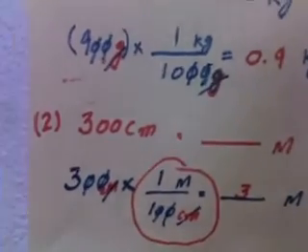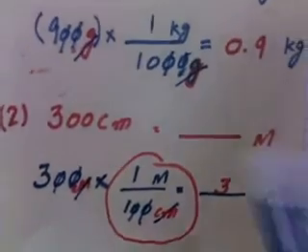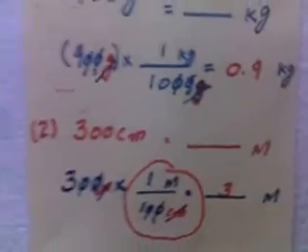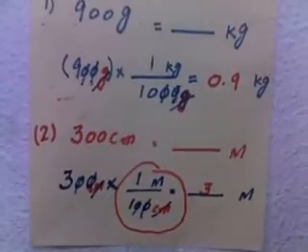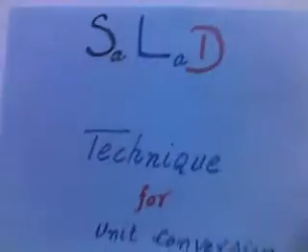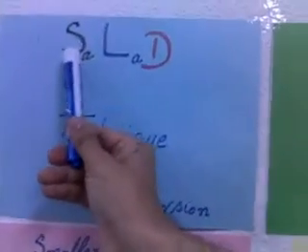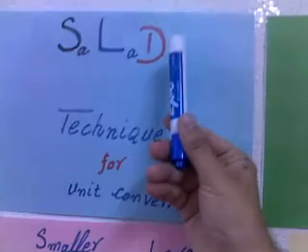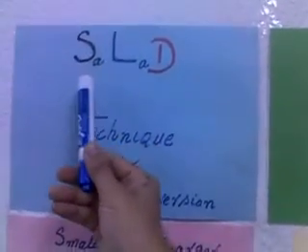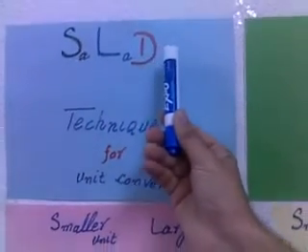This is very easy. Now remember just one thing: when a smaller value is converted into a larger value, then we will divide it by unit. We will divide it by unit. This is our technique. For remembering and memorizing this, the word salad will be helpful for us. S smaller to larger, and it will be divided. If vice versa, a larger value converted into a smaller value, then we will multiply it.